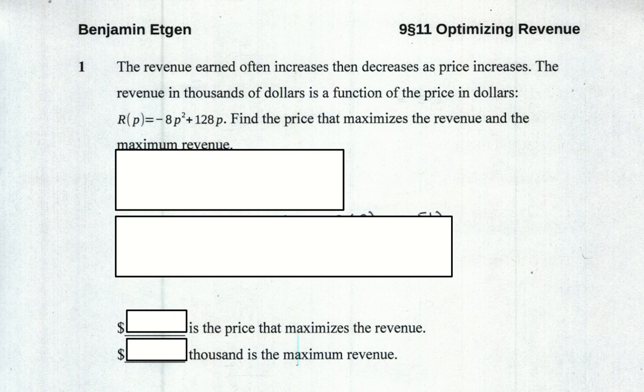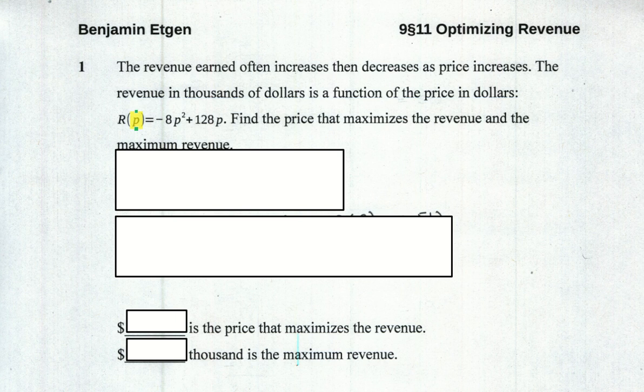It says the revenue in thousands of dollars, so make sure your answer is in thousands of dollars, is a function of the price in dollars. So there's a new mathematical word. You see that throughout math and the sciences and business and anything like that. The function. So I'm going to introduce function notation here in addition to some variables that I think you'll agree were good choices. So it says that we're going to find the price that maximizes the revenue and the maximum revenue. So there's 2 things going on here.